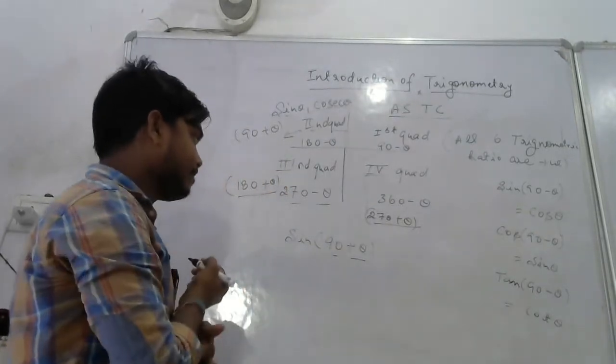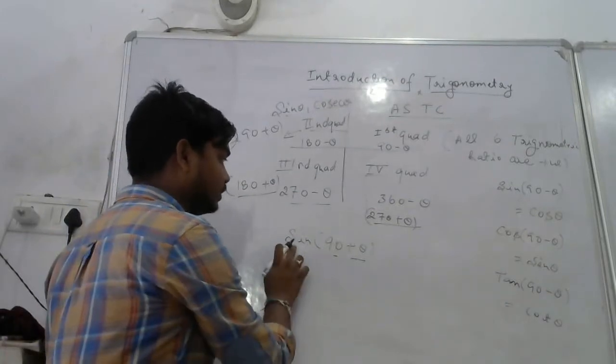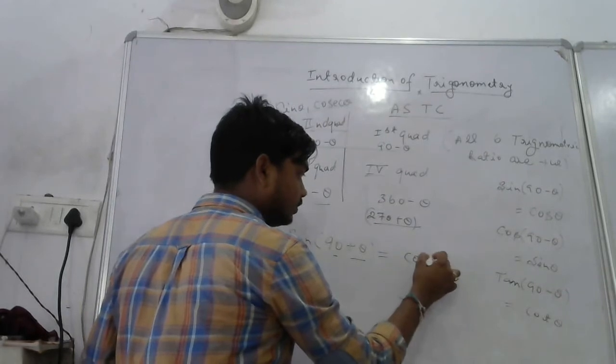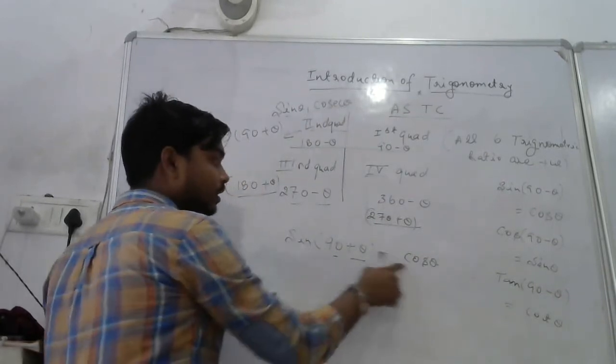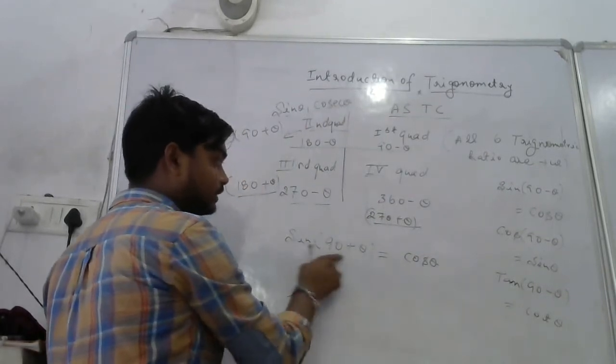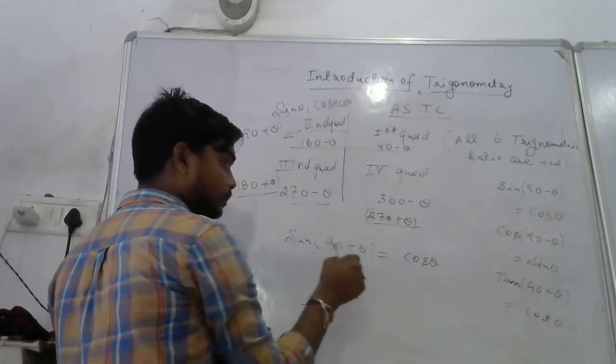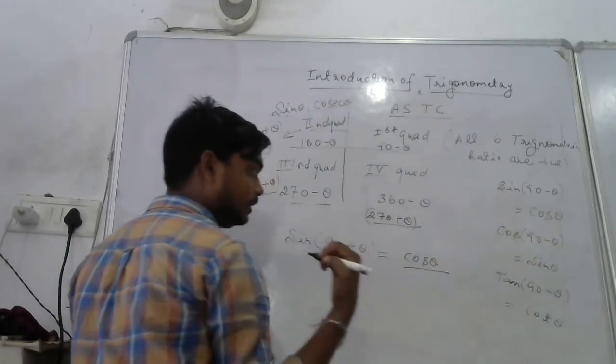Okay, so we can easily write sin(90 + theta) as cos theta. But in the second quadrant sin is positive, so it doesn't matter whether theta is positive or negative; it is always positive.